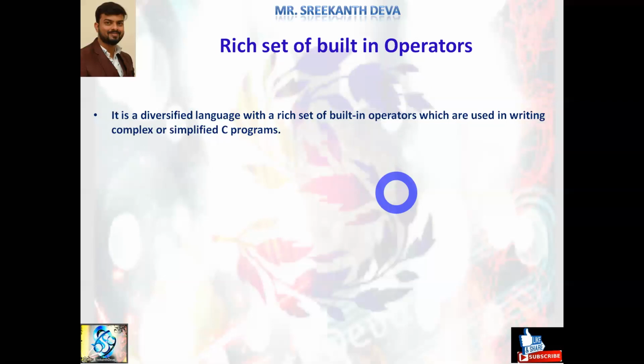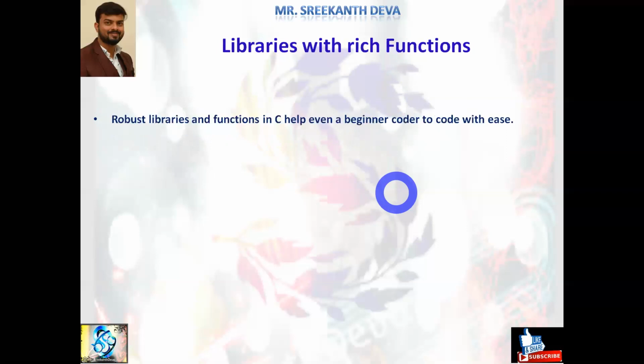Next, a rich set of built-in operators. C supports several operators compared to previous programming languages. C supports complete high level features. We regularly use these operators for the development of C based applications. Most of the operators are supported by the C language. This language consists of a rich set of built-in operators, which are used in writing and providing solutions to complex or simplified algorithms of a C program. Just as we discussed, it supports inbuilt libraries with rich functions.